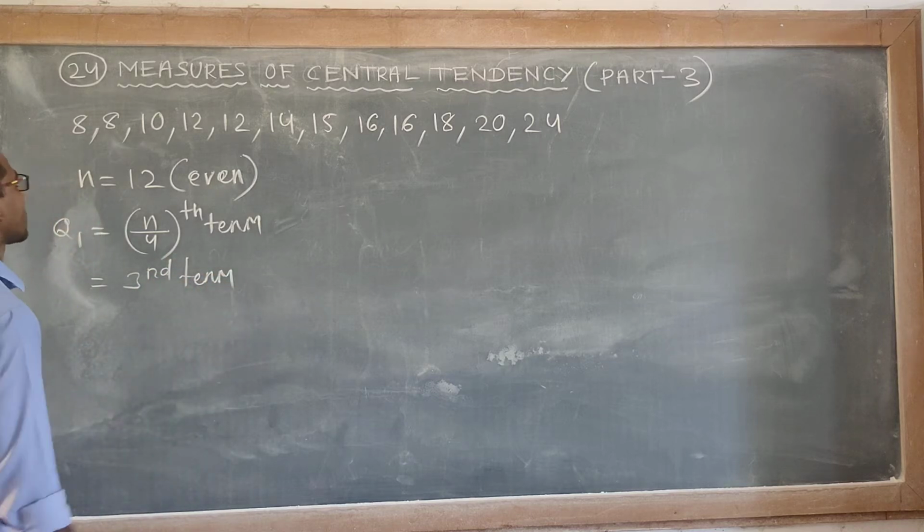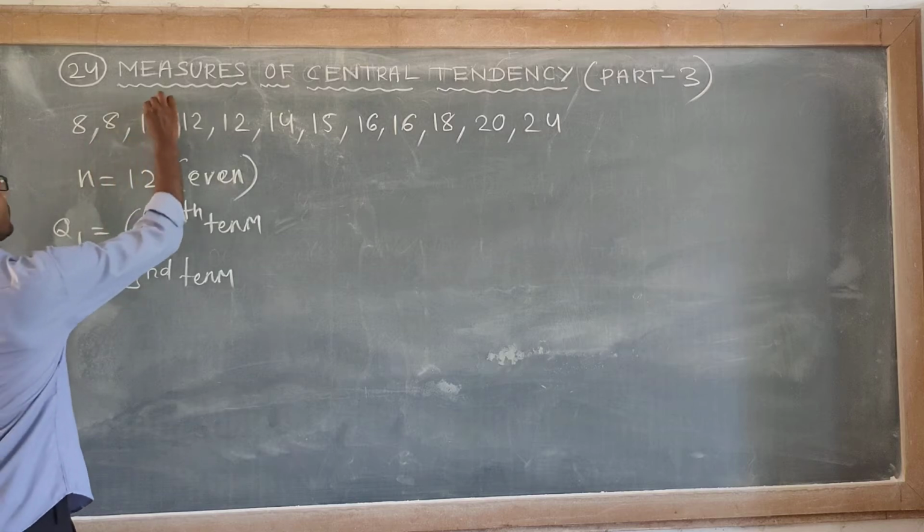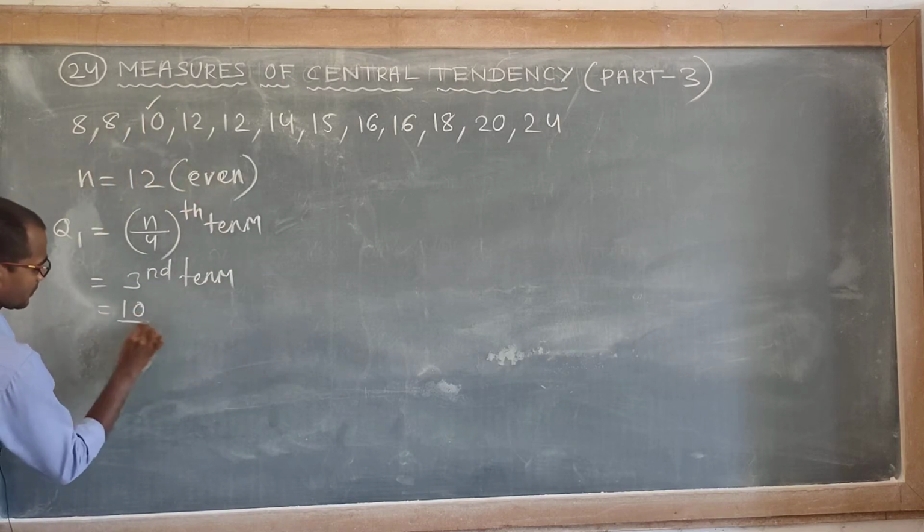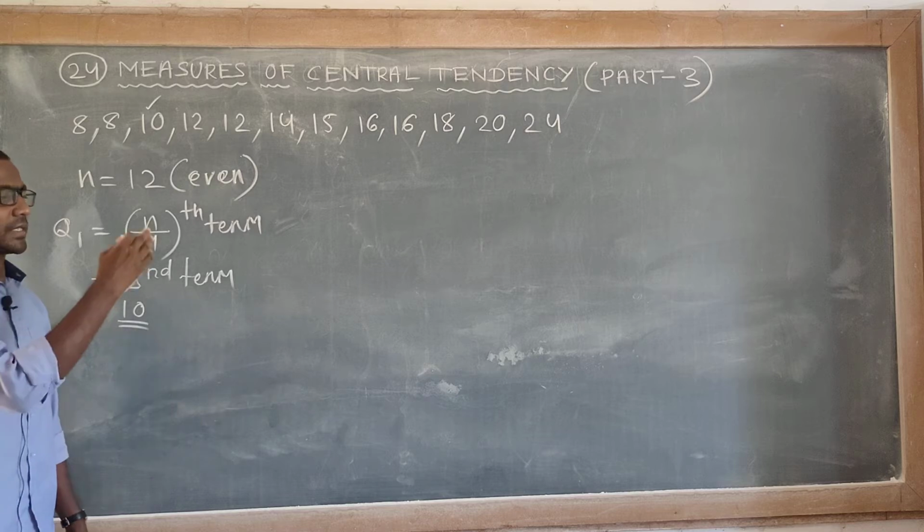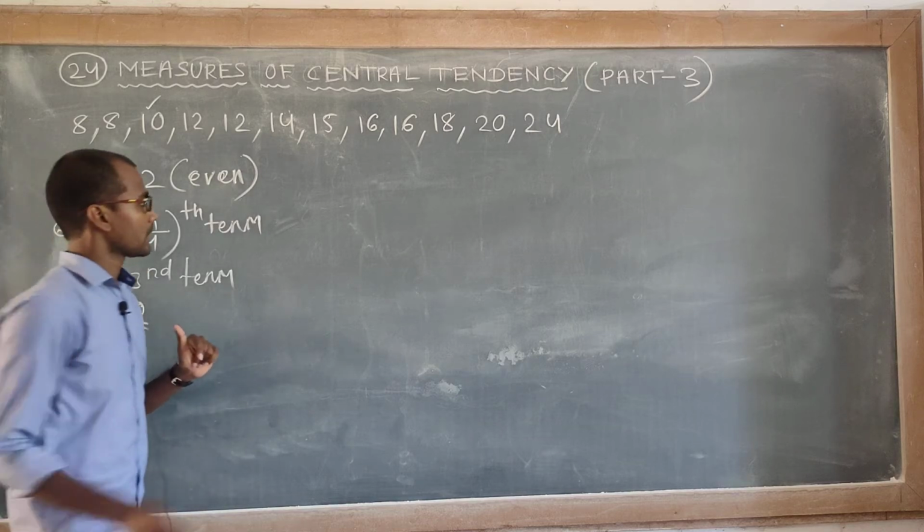Third term. Which is the third term? First, second, third. This one. So the lower quartile of the given set of data is 10. Now let us go for the median.